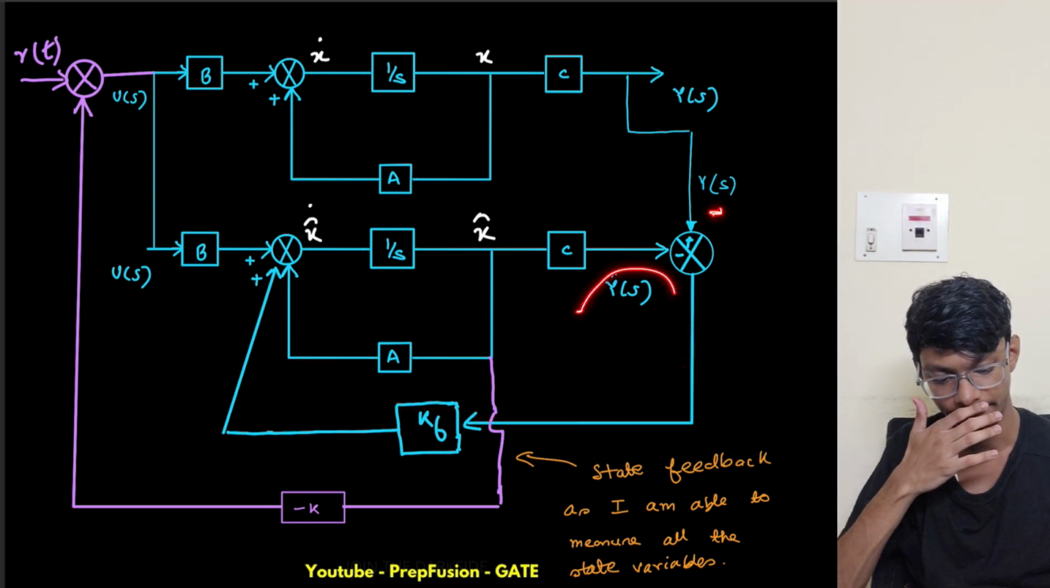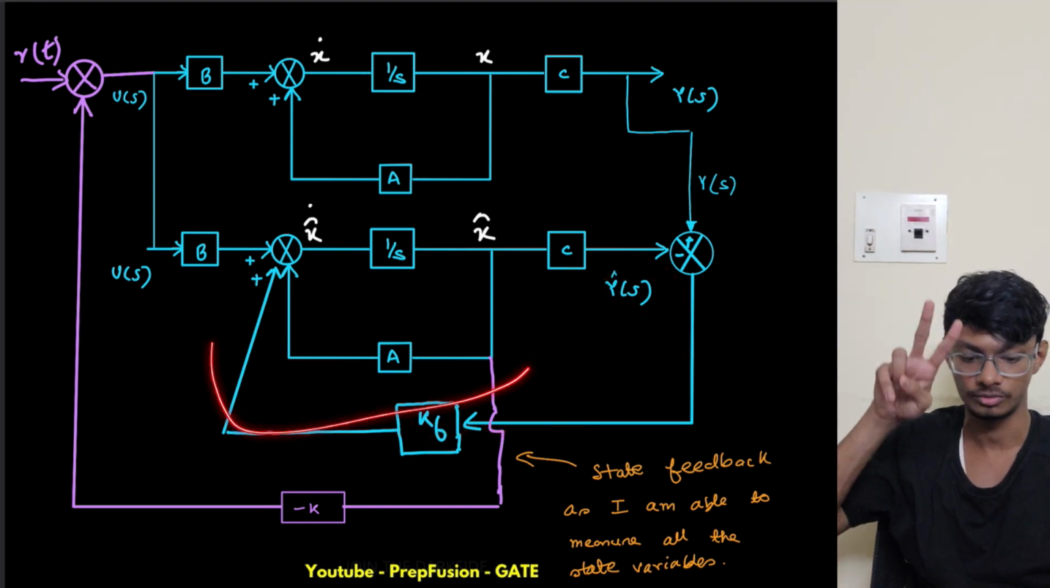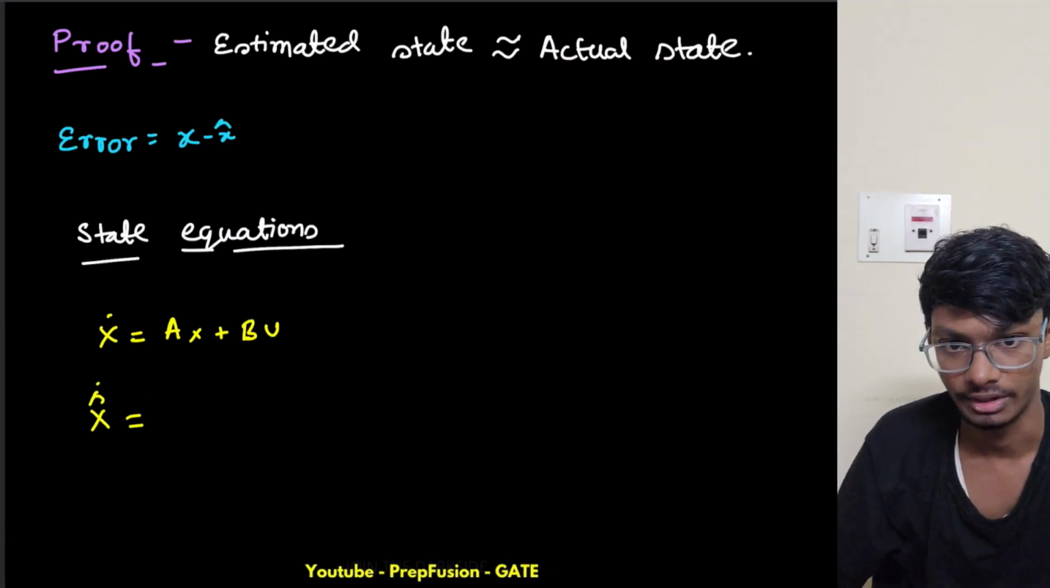This is y minus y hat of s into k of f. That's why I had two inputs, right? This one and this one. Obviously state is there itself, so in the block diagram at the starting, right?